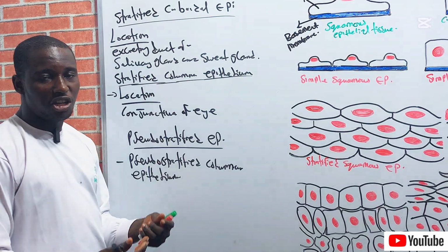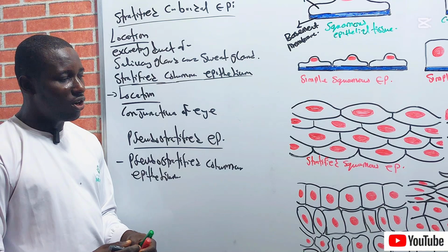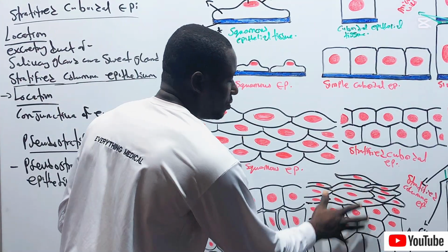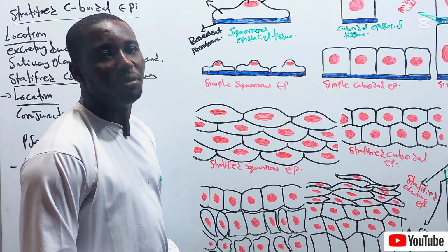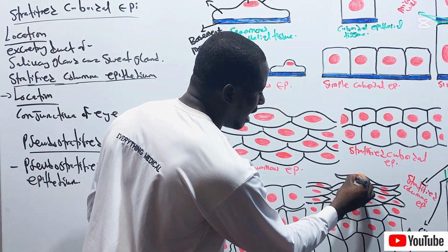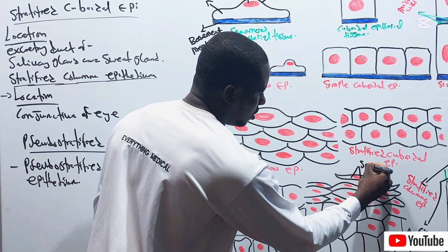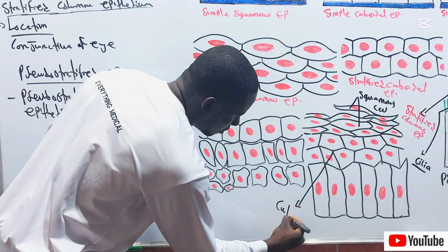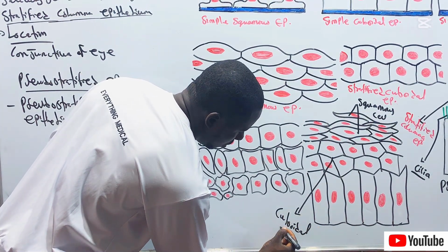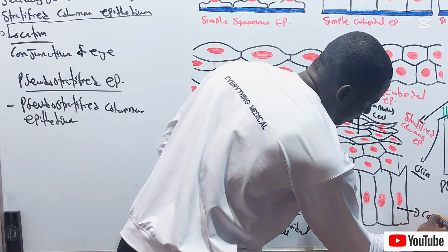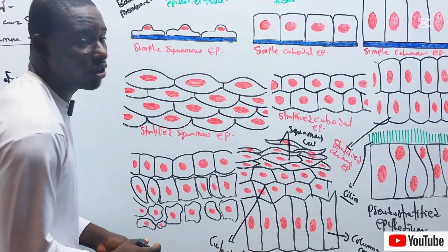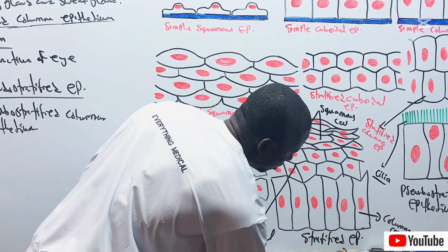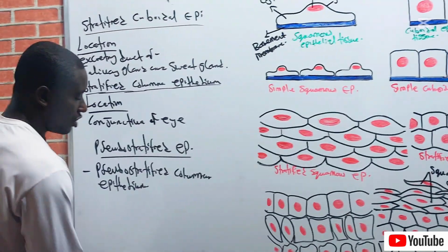The next we shall be looking at is the classification based on specialized function. But before we dive into that, let's label this diagram. Recall that this diagram depicts the stratified epithelium, because it has several layers of cells. The first layer is the squamous cell. The second layer is cuboidal. While the last layer is columnar. So this is called stratified epithelium. Now let's discuss the classification based on specialized function.